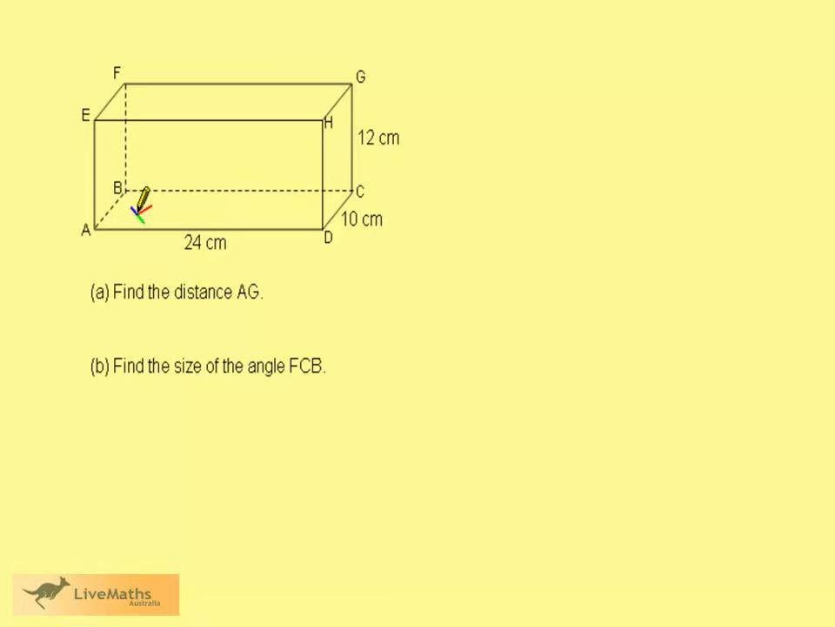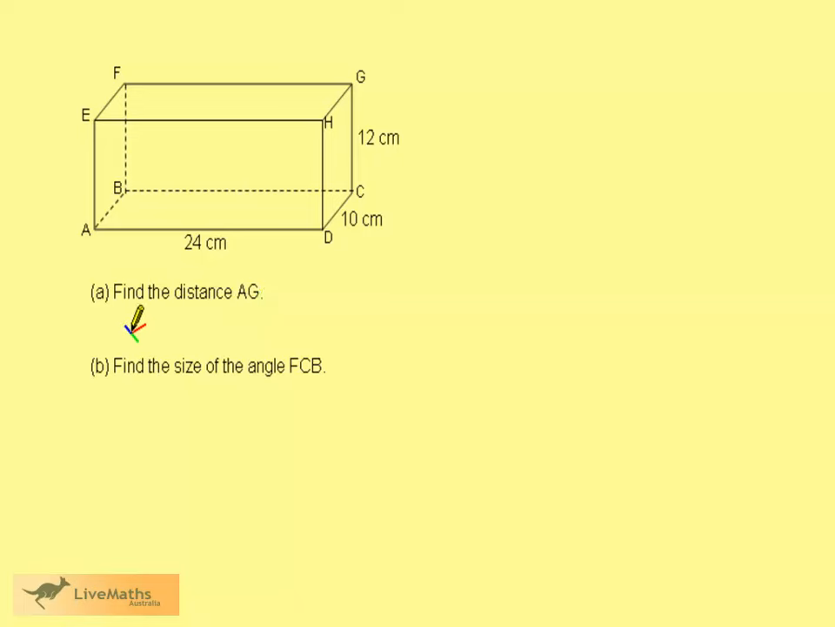We're given this diagram of a cuboid, A, B, C, D, E, F, G, H, with AD equal to 24 centimeters, DC equal to 10 centimeters, and CG equal to 12 centimeters.